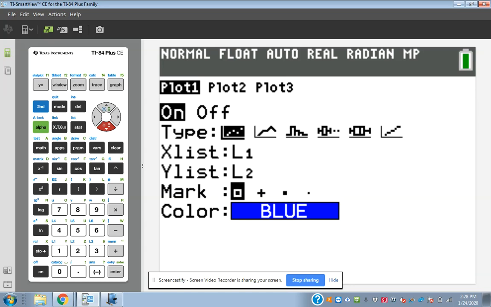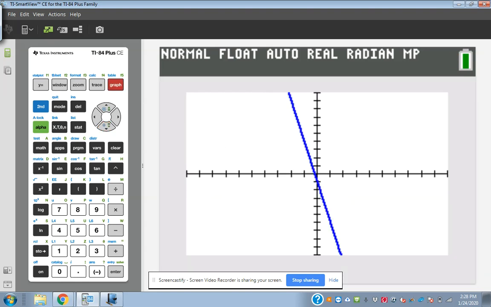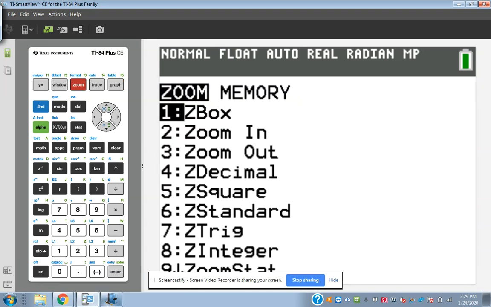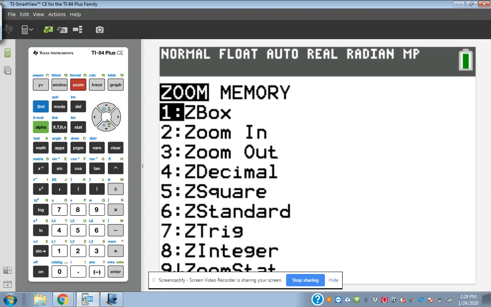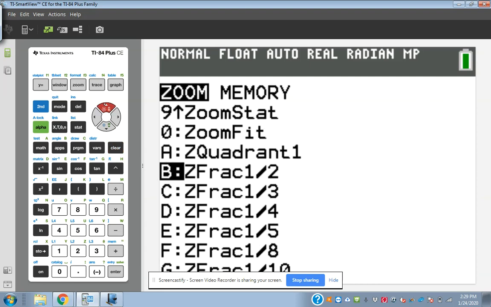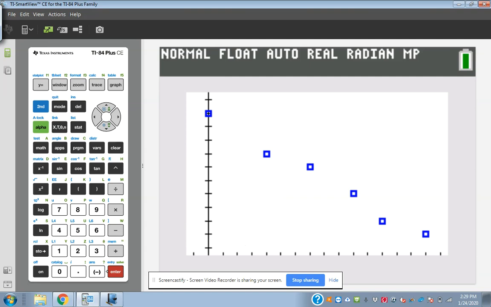All right. Now, once you've done that, we're going to hit graph. And you should see pretty much nothing. And then we're going to hit zoom, which is right in the middle of the top row. And then we're going to scroll down to number 9. Oops. Zoom. And number 9 is zoom stat. So that's what we want. When you hit that, it should give you this picture. Zoom stat.